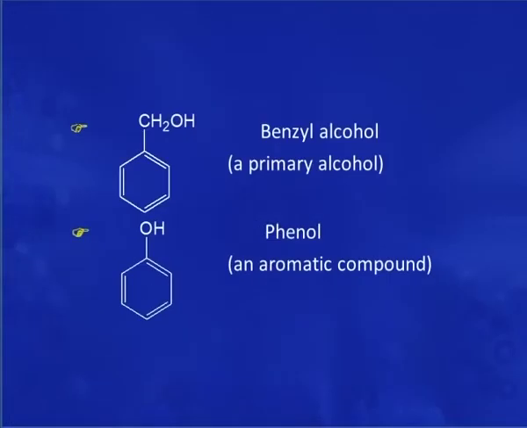Here you can see, in case of benzyl alcohol, the hydroxy group is attached to the phenyl ring via a CH2 or methylene group. So, this kind of compound is called alcohol because the hydroxy group is not directly attached to the phenyl ring. But in this case, the hydroxy group is directly attached to the phenyl ring, and that is why the name given to this kind of compound is phenol.